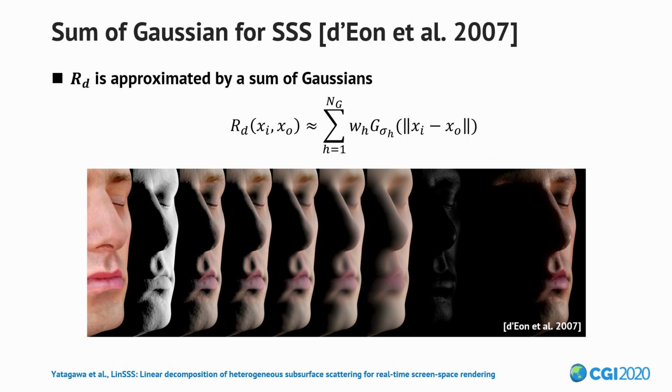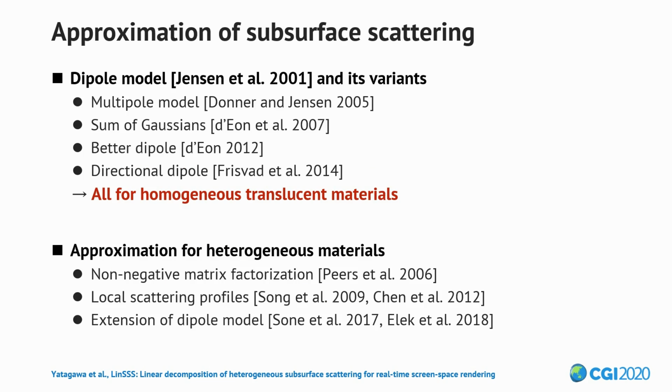On the other hand, in the study by d'Eon et al., the diffuse reflectance profile R sub d is approximated by a weighted sum of Gaussian functions. As shown in the figure here, the incident illumination phi is convolved by the Gaussian functions with different sigmas, and the blurred maps are finally summed up together to get the final rendering result. However, the Gaussian functions used here are simple isotropic functions and cannot represent the anisotropy of scattering only by using them. Also, there are several other variants of the dipole model. They are basically for homogeneous translucent materials and cannot be directly used for heterogeneous materials.